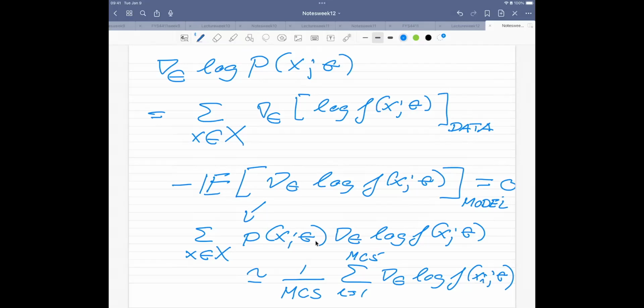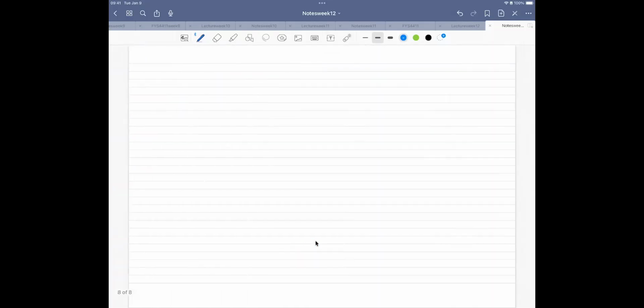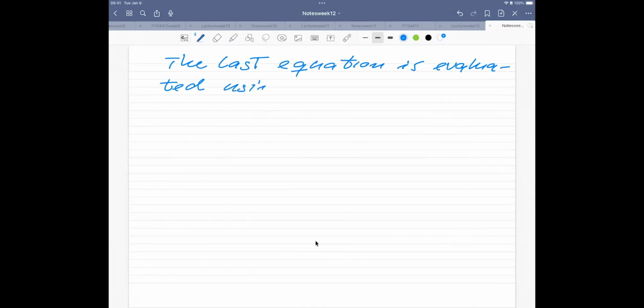So before we look at the basics of a Boltzmann machine, let me just remind you: the last part, the last equation, is evaluated using Markov chain Monte Carlo. This is normally written as MC squared, and as you will see later, Gibbs sampling. So I'm going to come back to this.